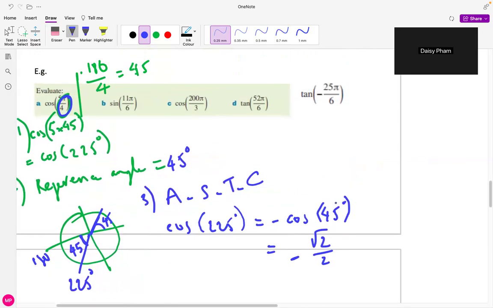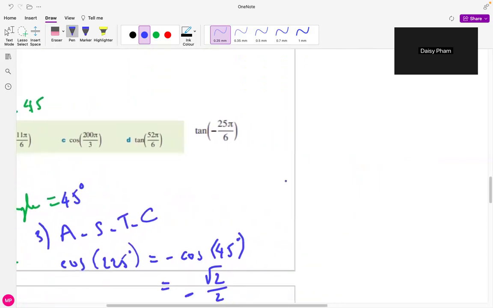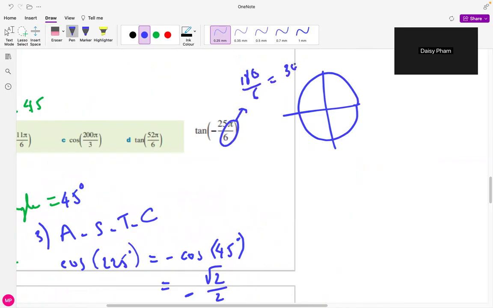Okay. Now, let's say this time we're going to do a bigger angle, negative 25 pi over 6. And sometimes it's really hard to convert to degrees. So how do you do that? 25 pi over 6, you can't simplify further. So you can easily identify the reference angle here, which is 180 divided by 6, 30 degrees. Now, I don't want to do 25 times 30 because it's too much effort. Okay, I can, but I don't want to.